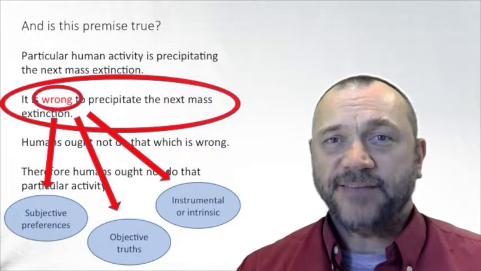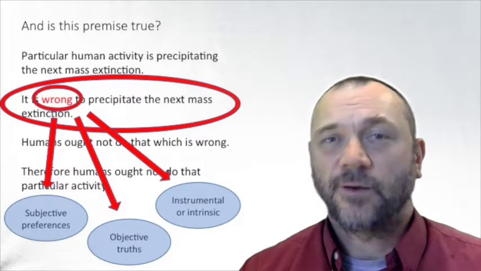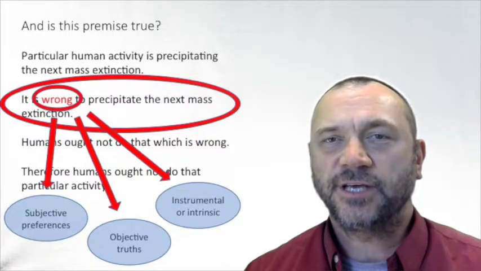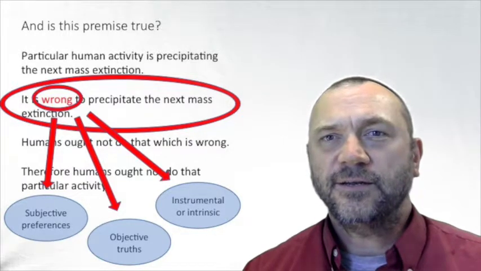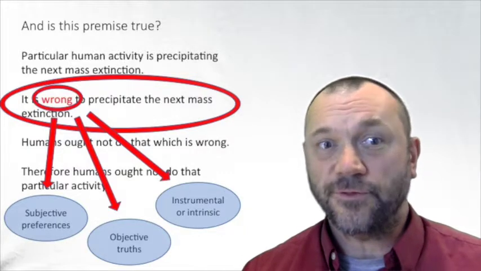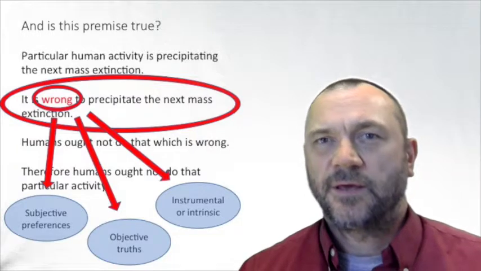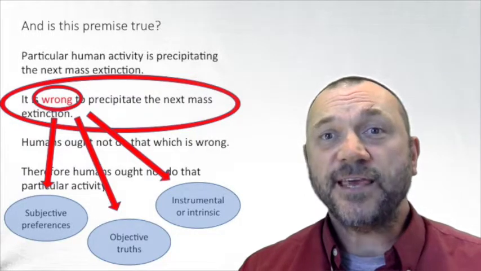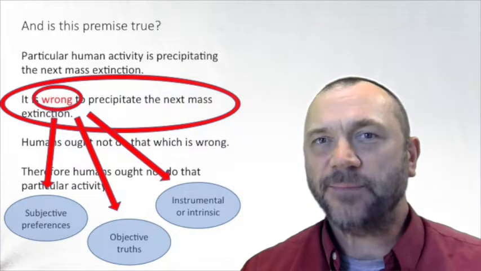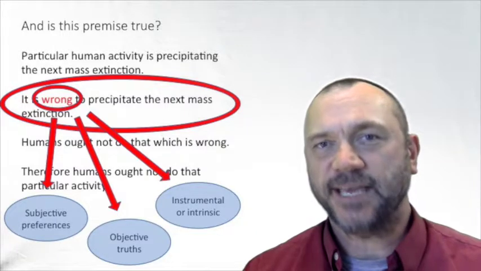But on the other hand, if they're talking about some objective truth when they say it's wrong to precipitate the next mass extinction, then you might want to take that much more seriously if there's some objective truth about the wrongness. Notice that often we think in terms of moral truths in that way. Many people think moral truths have an objectivity that needs to be taken seriously.